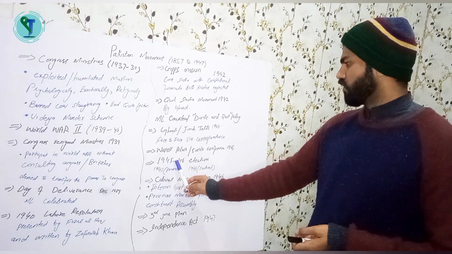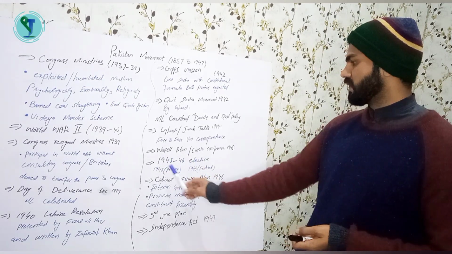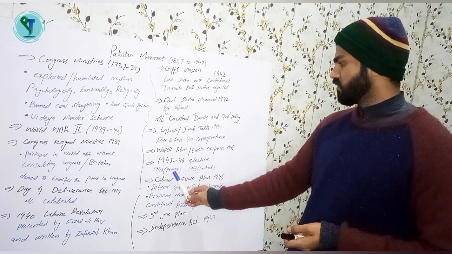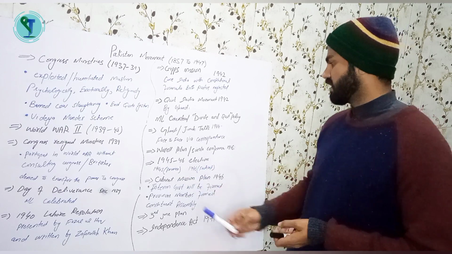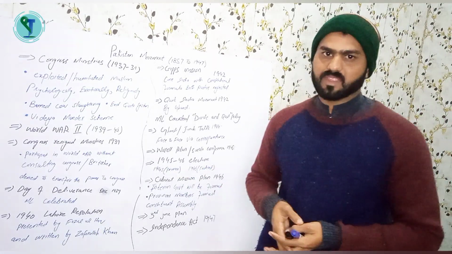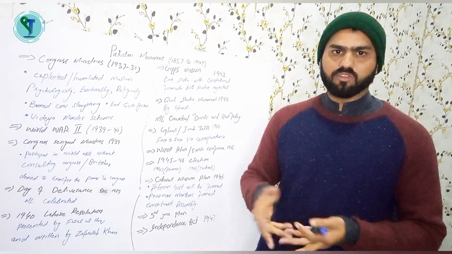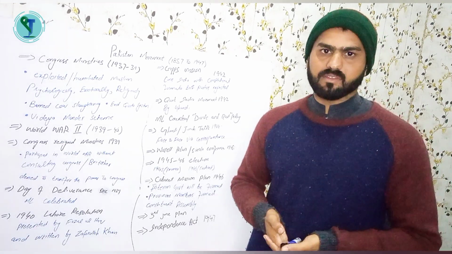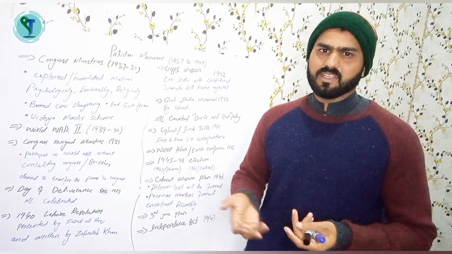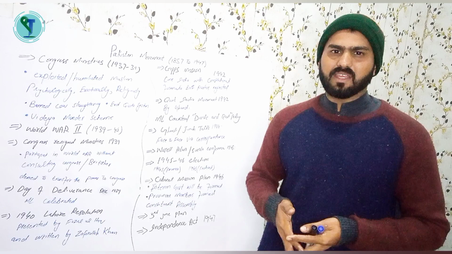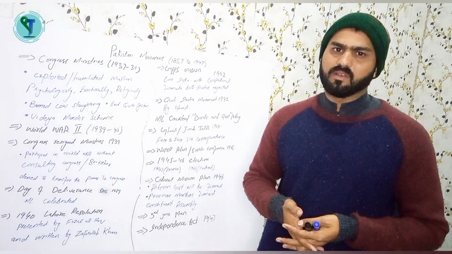Then in 1945-46, elections were held in the subcontinent. In 1945, elections were held in the provinces, and in 1946 in the federal legislature. In these elections, the Muslim League won all its reserved seats and proved that it is the sole representative of Muslims.